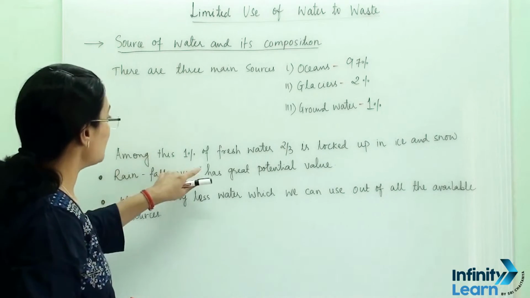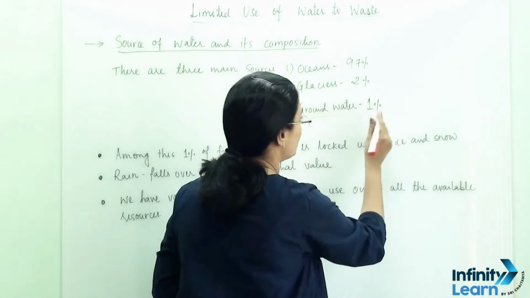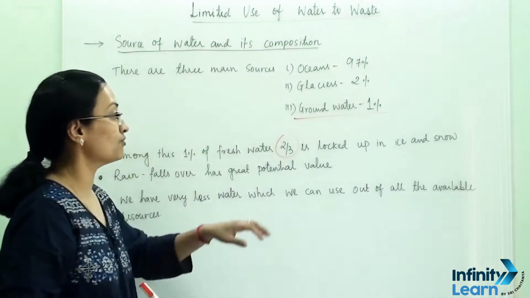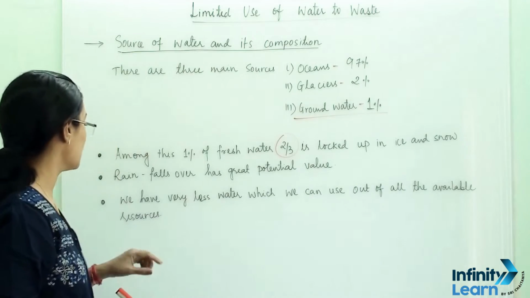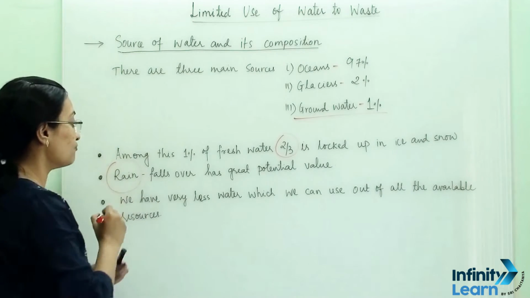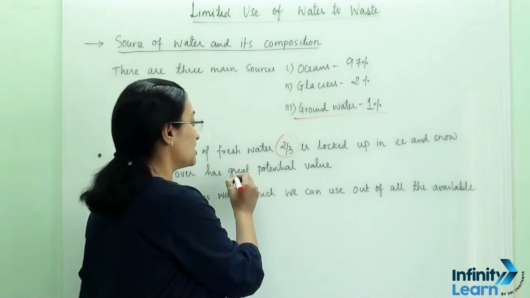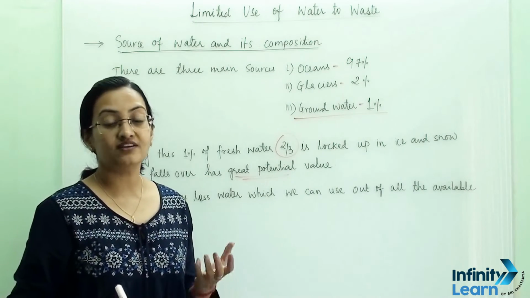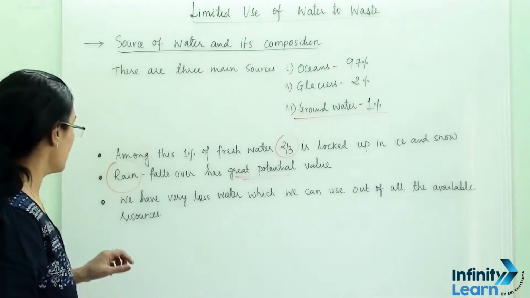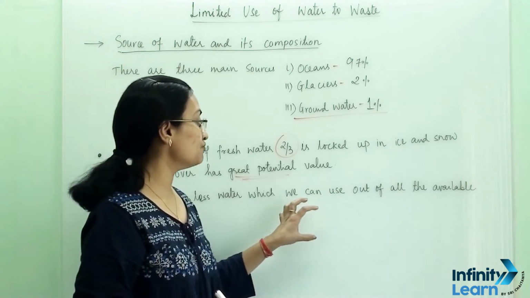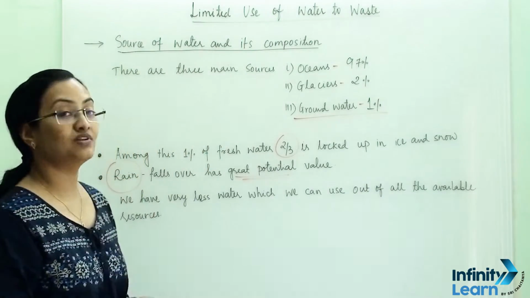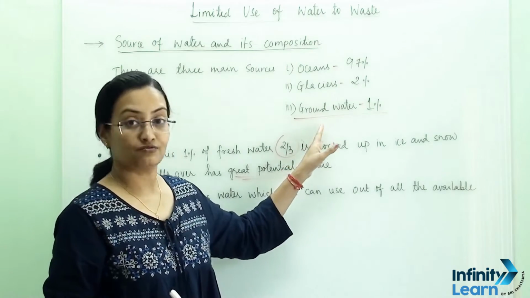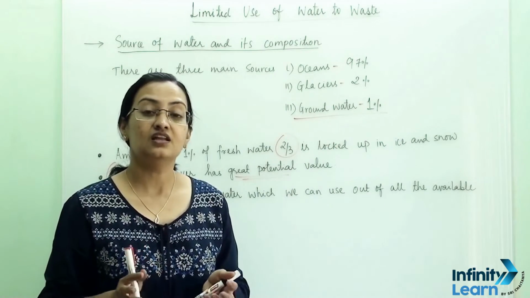Among this 1% of fresh water, the water which we are using, 2/3 is locked up in ice and snow. So that's why the rain which falls on the earth has great potential value. That's why we have started doing rainwater harvesting. It is the pure form of water which we can use in our routine life. So we have very little water which we can use out of all these available resources. From these percentages we can see that the water which we are using is in very limited amount.